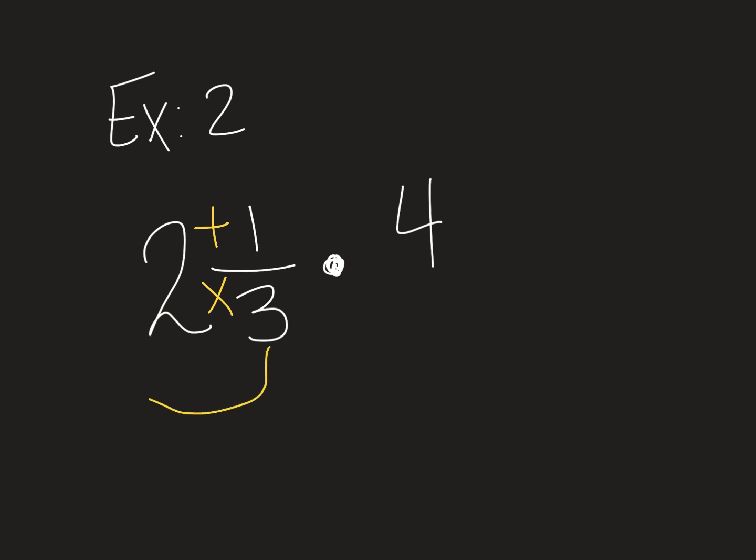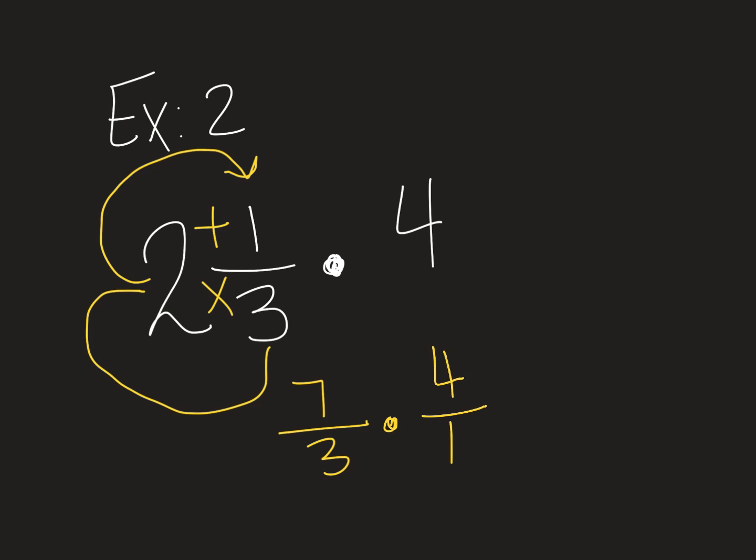So I'm going to start at the bottom and make my popcorn kernel. 3 times 2 is 6, and 6 plus 1 is 7. So that's my top number, and my bottom number stays the same. Now, this whole number, we've got to make it a fraction. Remember, whole numbers can go over 1 to make it a fraction. So let's change this now to 4 over 1. Now we can do top times top, bottom times bottom. 7 times 4 is 28, and 3 times 1 is 3.